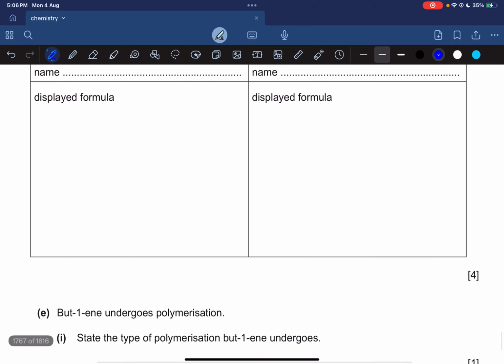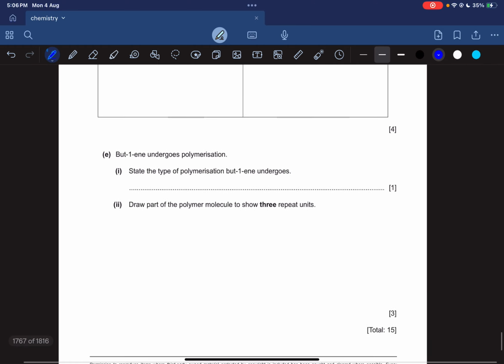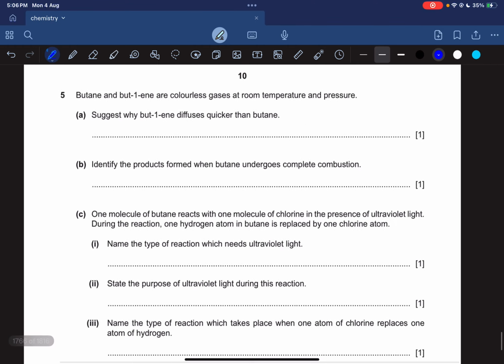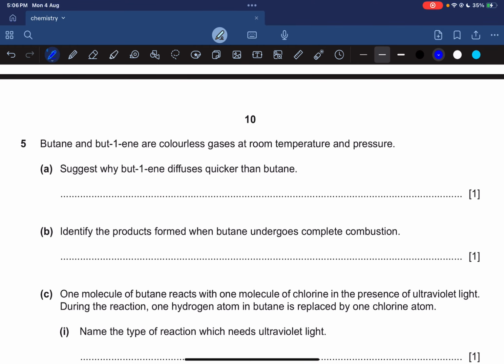Okay. One of my favorite questions, I guess, in the history of examination. This one's a really good question, okay? This displayed formula thing and everything. So try to pay attention over here. I love such questions. Okay, butane and butene are colorless gases at room temperature and pressure. Butane we have, which is an alkane, and butene, which is an alkene. So why does butene diffuse quicker than butane? I'd love to know the answers.